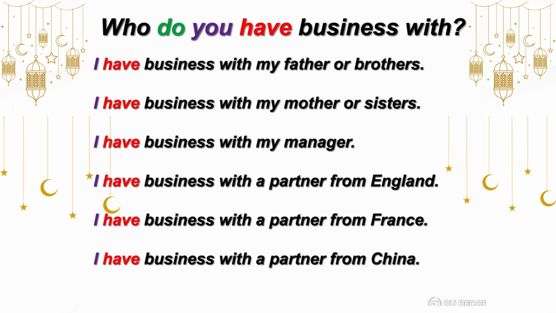Because some people, they have a business, a family business, and they work together. That's why they say I have business with my mother or my sisters. I have business with my manager. Some people, they work with their managers. I have business with a partner, with the person who works with me from England. Partner is the person who works with you in a business. I have business with a partner from France. I have business with a partner from China. Let's continue.